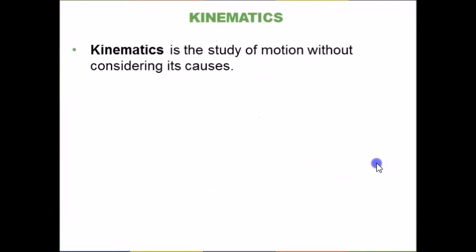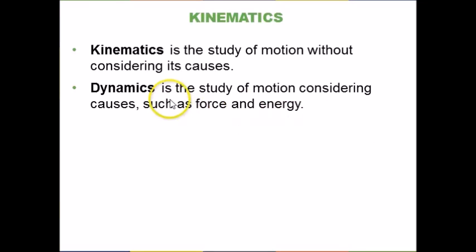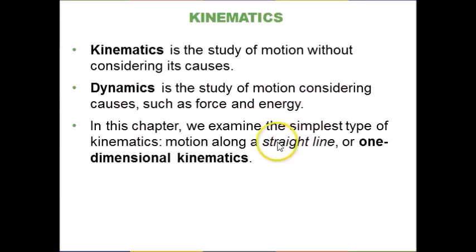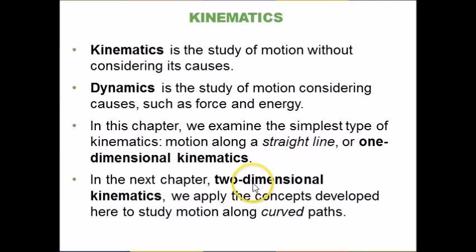Okay, so kinematics is the study of motion without considering its causes, as opposed to dynamics, which we'll get into in the 4th chapter, which is the study of motion when you do consider the causes of motion such as force and energy. So in this chapter, chapter 2, we examine the simplest type of kinematics, motion along a straight line. This is called one-dimensional kinematics. And then in chapter 3, we get into two-dimensional kinematics, where the motion can go along curved paths, such as a car turning or a projectile curving as it goes through space.